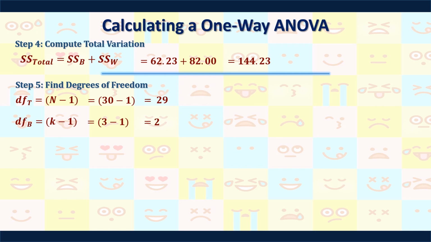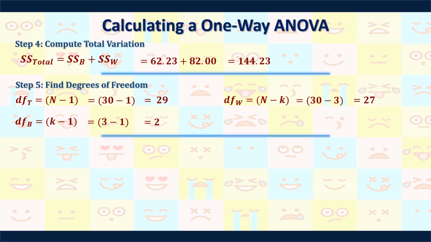The degrees of freedom within is computed by taking the total sample size and subtracting from it the number of levels of the independent variable, k. So here, 30 total participants minus 3 groupings of the independent variable gives us a degrees of freedom within of 27. You should make sure that the degrees of freedom between and the degrees of freedom within add up to the degrees of freedom total.